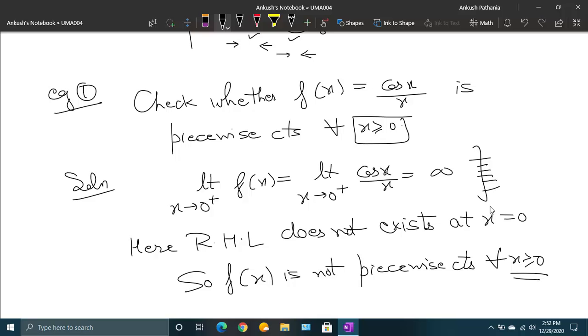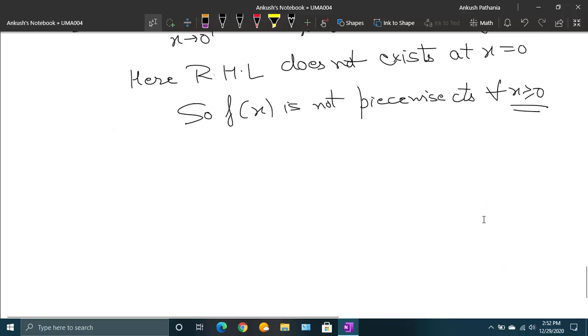So this is how we can check the function. Here you have an infinite discontinuity; the limit does not exist here. You have an infinite discontinuity at point 0. So this is your first example of how to check piecewise continuity. Now let me take another example for a piecewise continuous function.